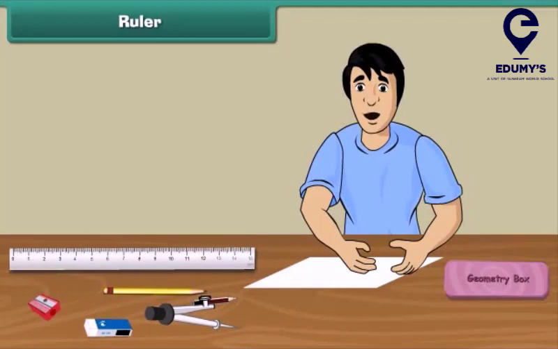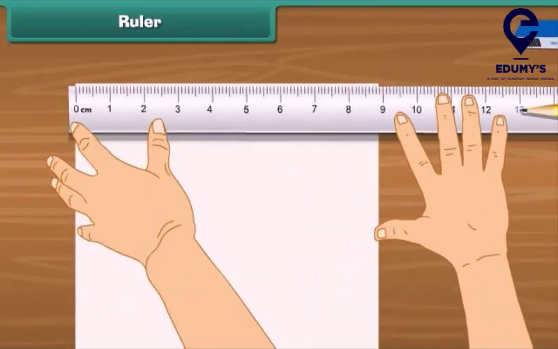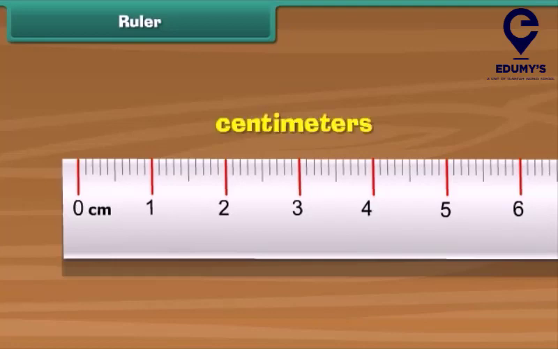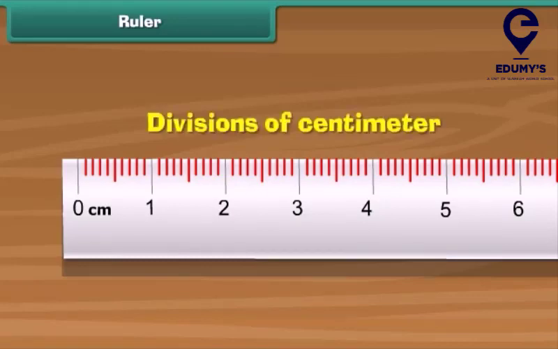I need 4 centimeter long paper. What will I use to measure the length? Yes, you are correct. A ruler will help me to measure length. You find many divisions on the margin of the ruler. Some lines are longer while others are smaller. The longer lines represent the number in centimeters. The small lines between 2 long lines represent divisions of centimeter.